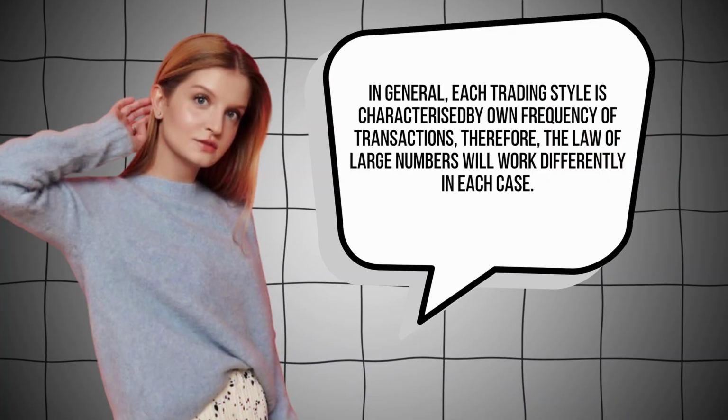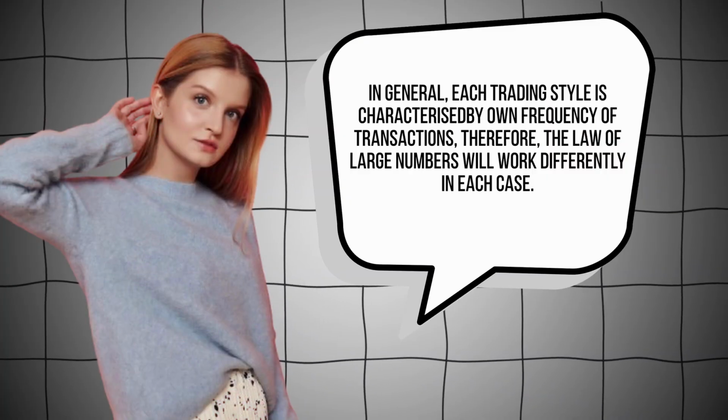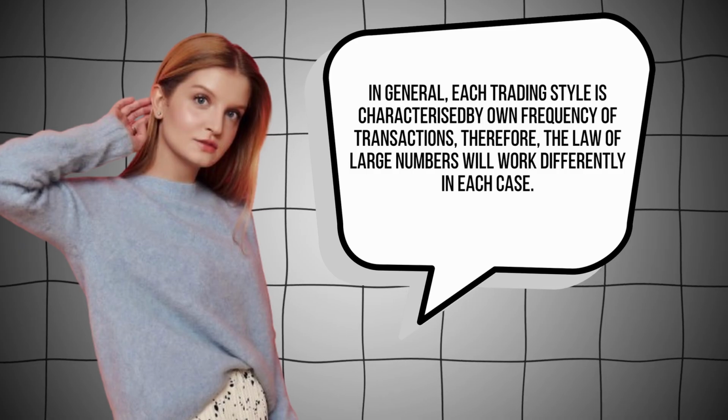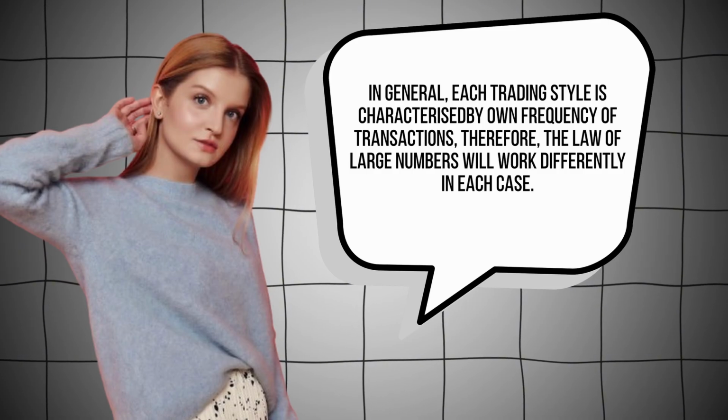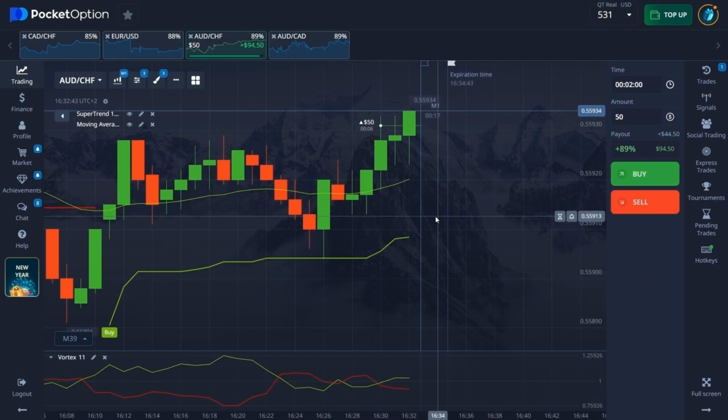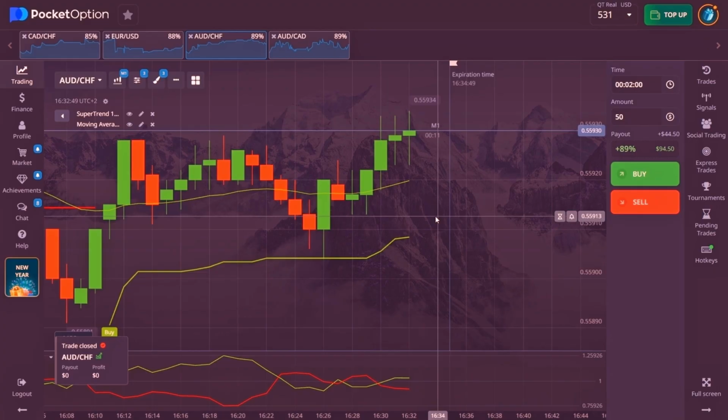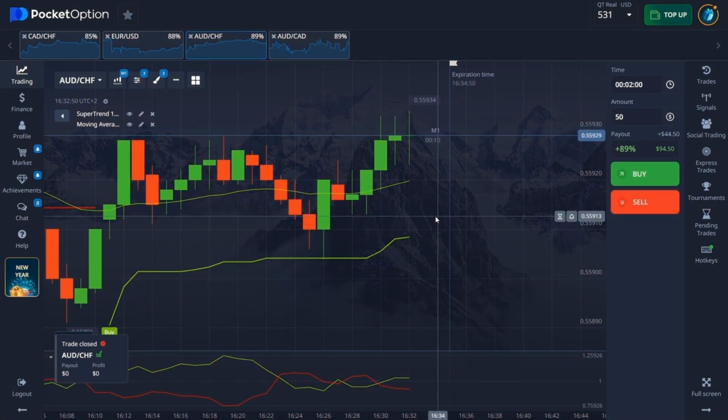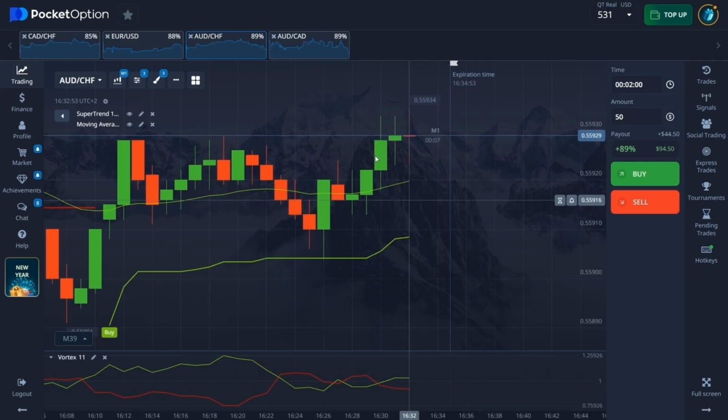Oh well. In general, each trading style is characterized by its own frequency of trades. Therefore, the law of large numbers will work differently in each case. High frequency trading is trading at a very high frequency. You can plan to make a profit every month or every day. So we weren't lucky here, it's a loss, but we won't despair and we'll give this strategy another chance. But essentially, I'm up by $30, so everything is fine.